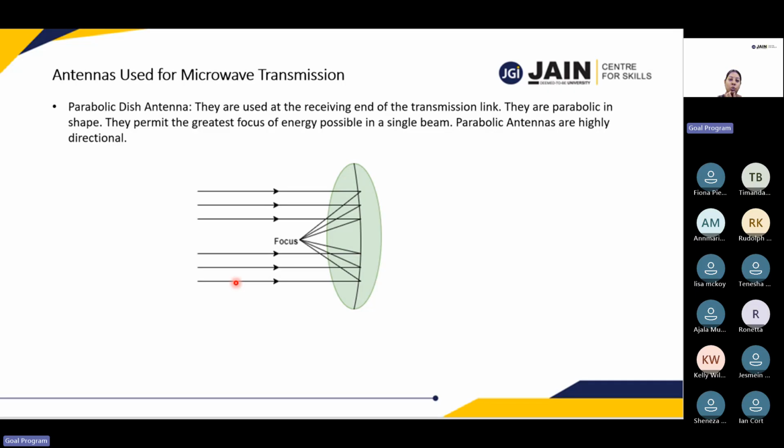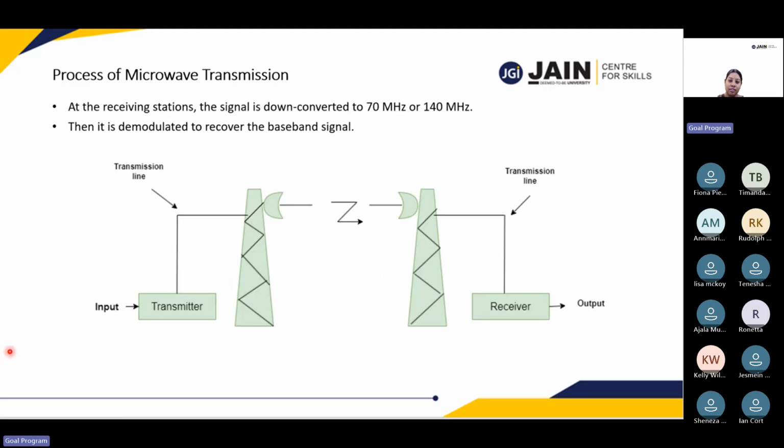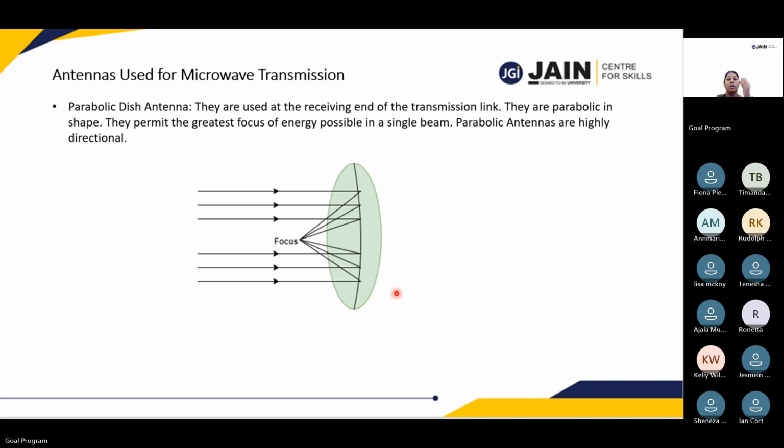They are used at the receiver end of the transmission link. Which end? This end, the receiver end. This is sending, unidirectional, and this is the antenna which is receiving the data at the receiver end. So they are parabolic in shape.